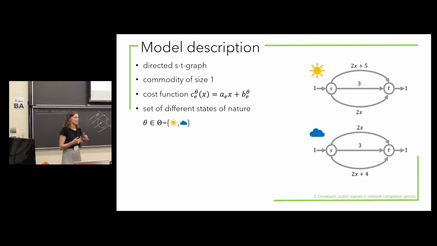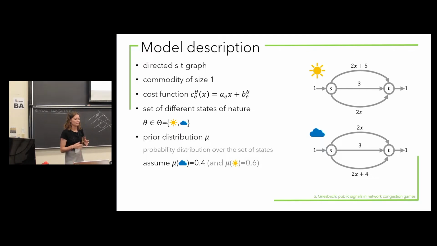Now, we as a participant, of course, want to choose the fastest way to get from s to t. But obviously this depends on which state we really are in. However, we never really know which state is actually realized. All we know is a given prior distribution mu, which is just a probability distribution over the set of states. So we know, for example, that with a probability of 40% we have the bad weather situation, and with a probability of 60% we have a sunny day.